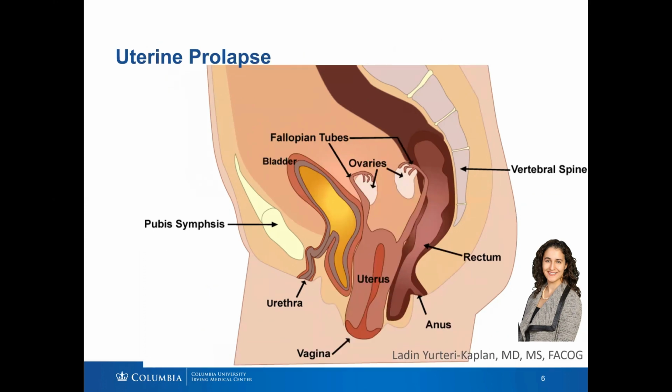Prolapse at the top of the vagina can occur, known as uterine prolapse. This illustration depicts the uterus prolapsing beyond the vaginal opening. You can also appreciate that both the anterior vaginal wall and posterior vaginal wall are affected.